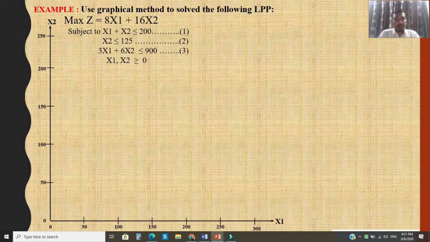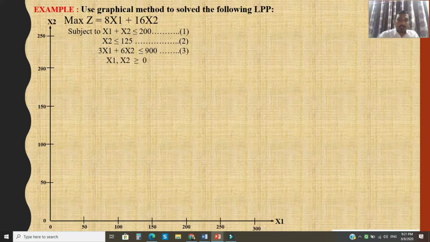So here first we have to consider the inequality x1 plus x2 less than equal to 200. Treat this as an equation, x1 plus x2 is equal to 200, in equality form. Now plot this line. The easiest way to plot this line is to consider one of the coordinates as 0 alternately, and find out the intersection point with the axis.